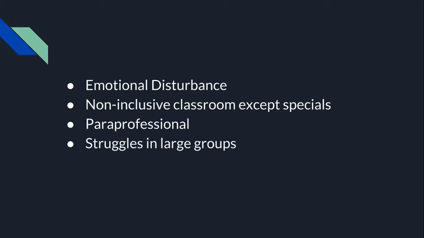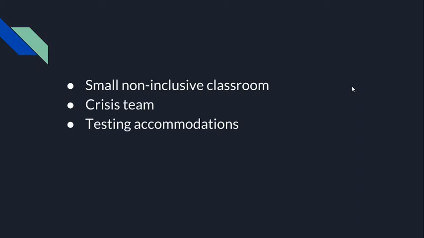physically lash out. To help with this, he's in a small, non-inclusive classroom for most of his subjects. There is a crisis team in the building to deal with any students who become distressed. They work with him and help him calm down when he becomes overwhelmed. For testing accommodations, he gets extra time, and he's in a separate location from other general education students.